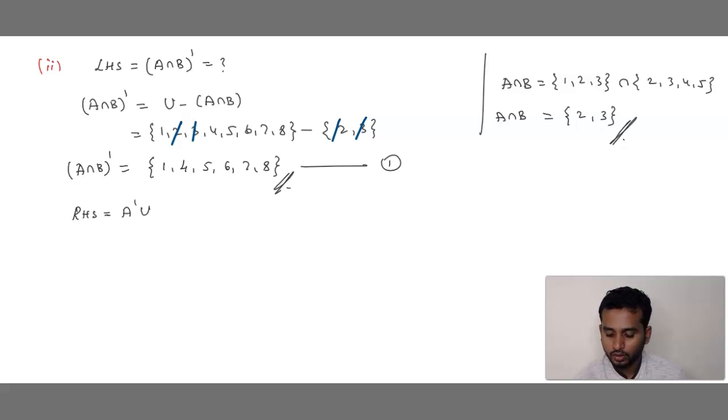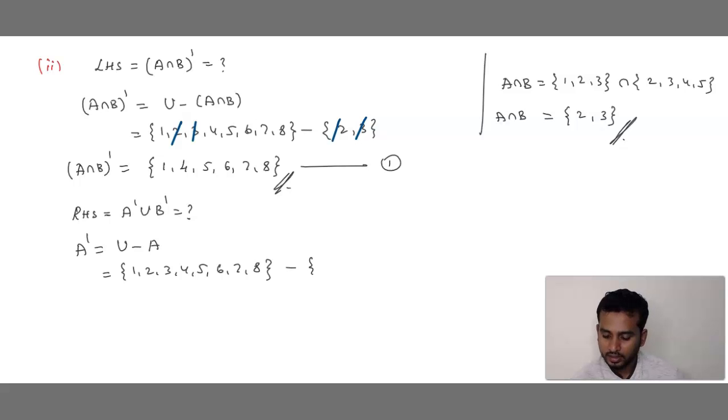A transpose union B transpose. We need to find this. So first let me find A transpose. How to find A transpose? U minus A. What is set U? 1, 2, 3, 4, 5, 6, 7 and 8, minus set A, 1, 2, 3. Right? Now what terms will get cancelled? 1, 2, 3, 1, 2, 3. So what elements are left out in the first set? 4, 5, 6, 7 and 8. This is A transpose. Done?